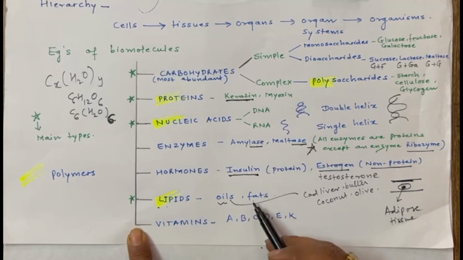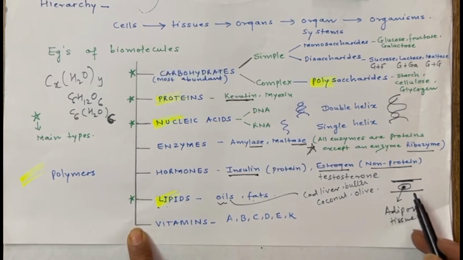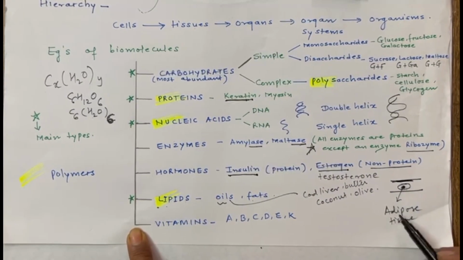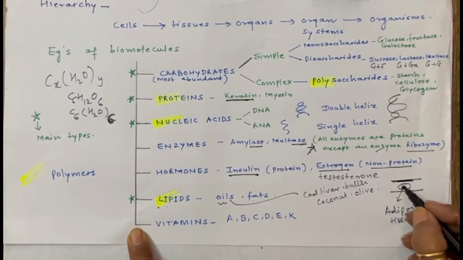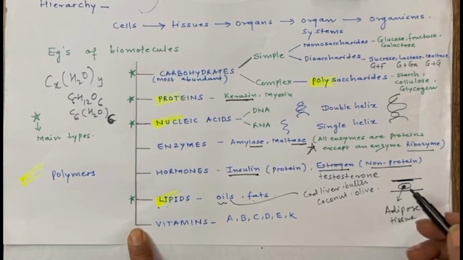The location where fats can be seen in the body will be under the skin, beneath the skin, and also in the tissues called adipose tissue. So there are two locations of fats, under the skin and in the adipose tissues.